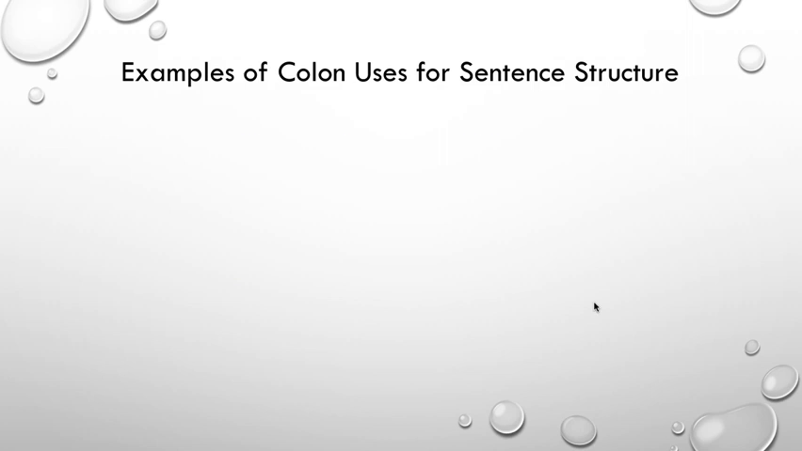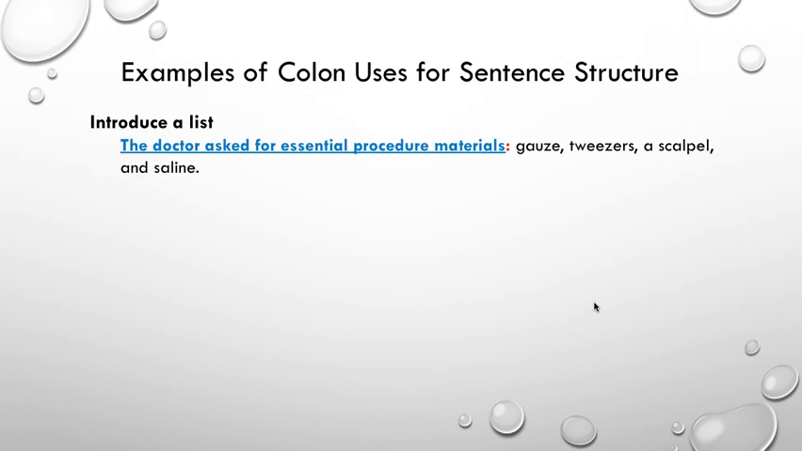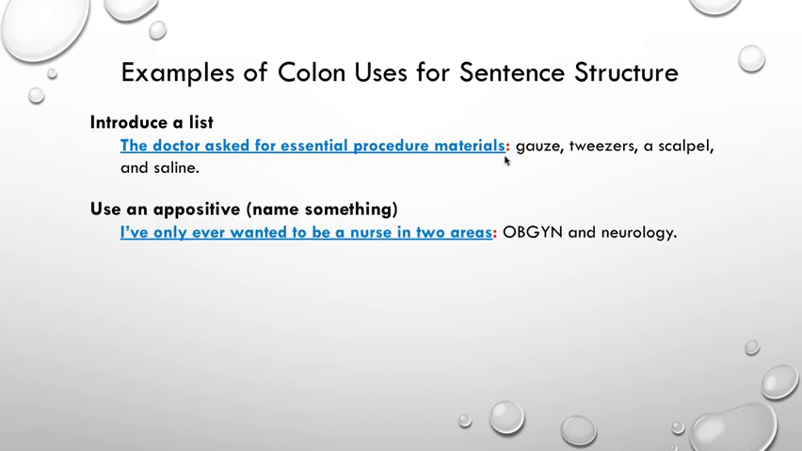So here are some examples. You could introduce a list. So again, you have one full sentence here, and then you're introducing a list of items. The doctor asked for essential procedure materials: gauze, tweezers, a scalpel, and saline. And you can use a colon here because you do not have the phrase such as, or including, or for example, etc. You just have one independent clause and then your items in the list.